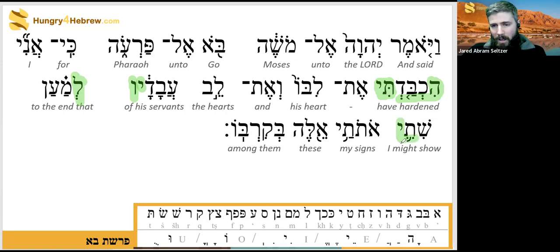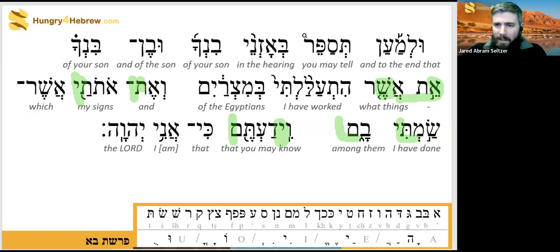My setting or putting or placing, ototai, my signs, ele, these of my signs, bekirbo, prefix, suffix, root. In his kerev, or kirb, as it originally was, in his guts. Well, guts in the sense of insides. So in his insides or in his midst. All right, who is up to read next? Let's see.